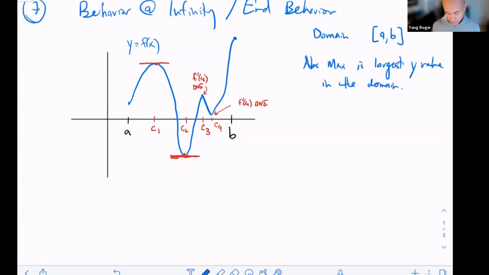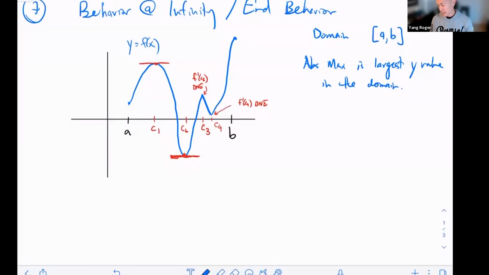So let's play a game. Let me ask you a question. I want you to go into the chat box. I want you to tell me where does the absolute maximum occur on this graph? Type your answer in the chat box: the absolute maximum occurs at X equal to, type that in. And then we'll count it down.